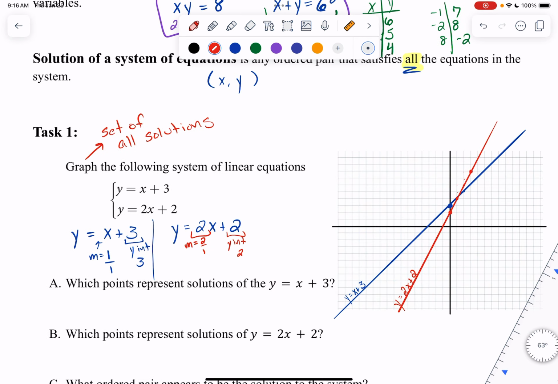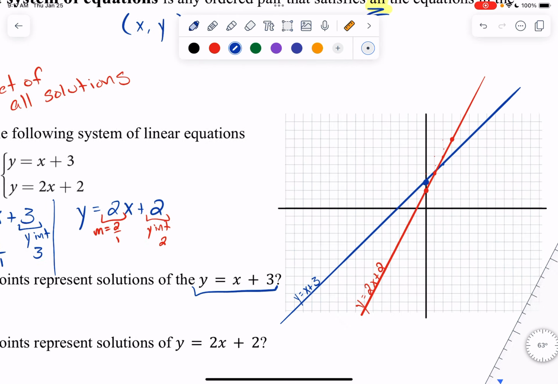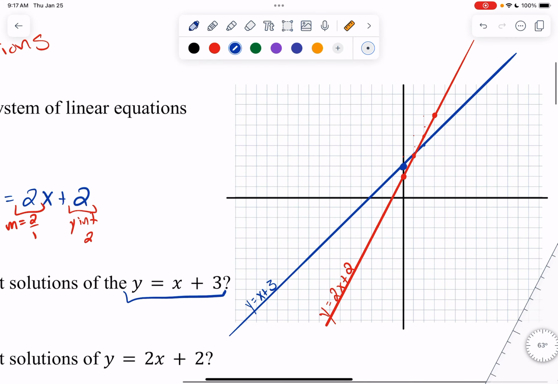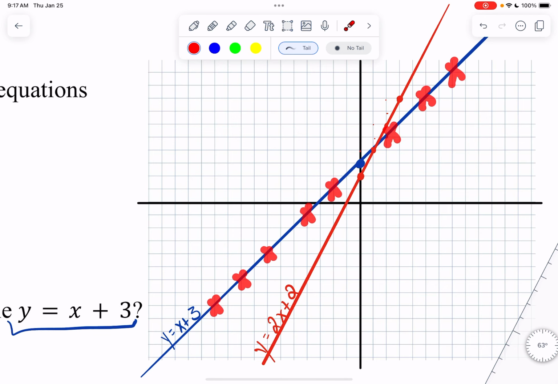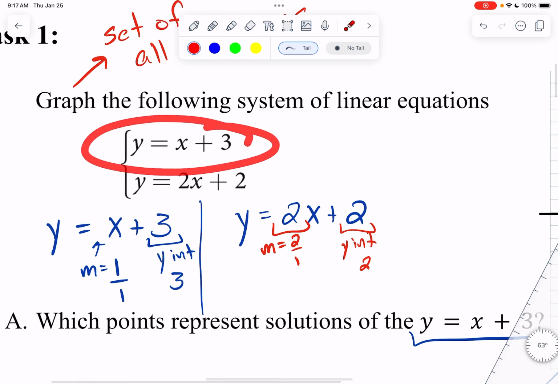Okay, so which points represent solutions of y equals x plus 3? Well, that's what a graph is. A graph is all the solutions, meaning this point, let's grab my pointer. This point right here is a solution. The point -4, -1 is a solution. This point right here is a solution. Any point on this line will work in this equation.